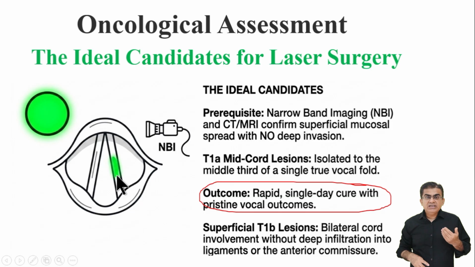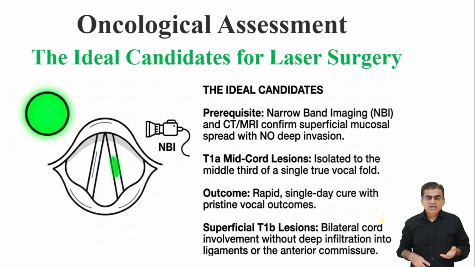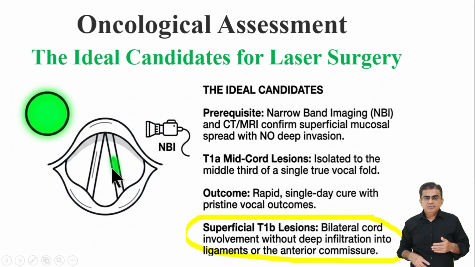Second are the superficial T1B lesions. In this case, the cancer touches both vocal cords, but there is a very strict condition to keep them in this green zone. The tumor must completely spare the deep ligaments and the anterior commissure. If your patient fits these exact profiles, you can confidently proceed with laser surgery.